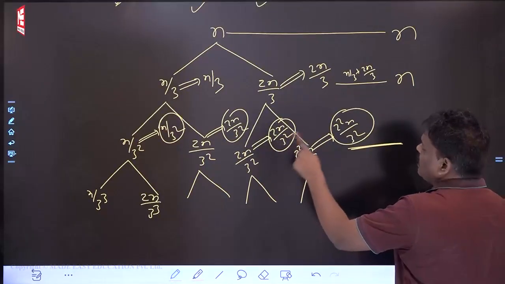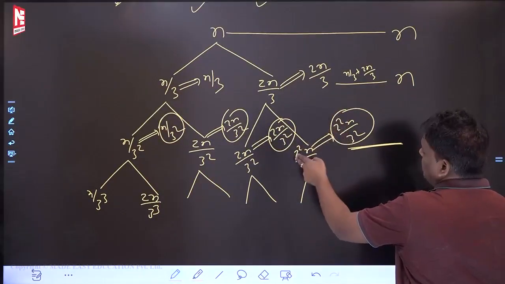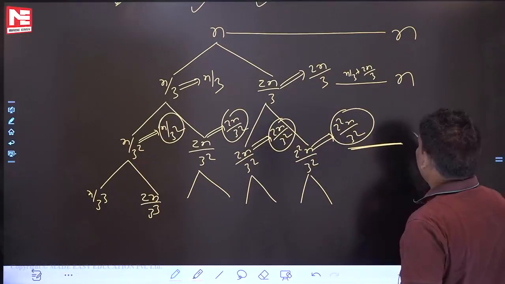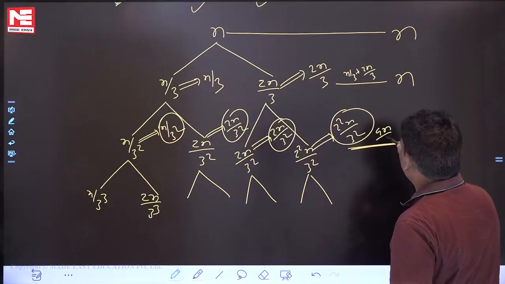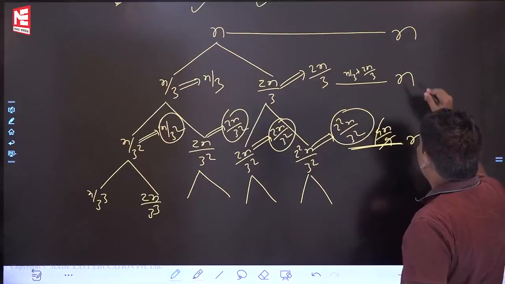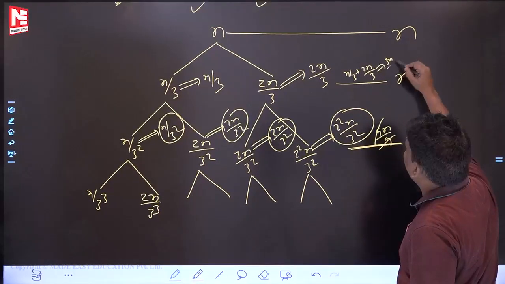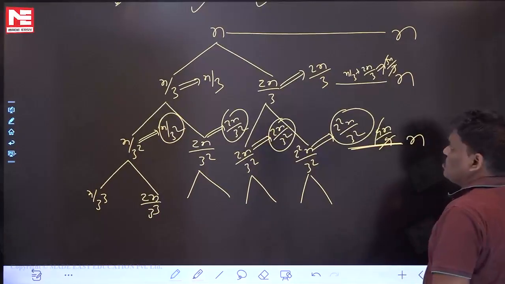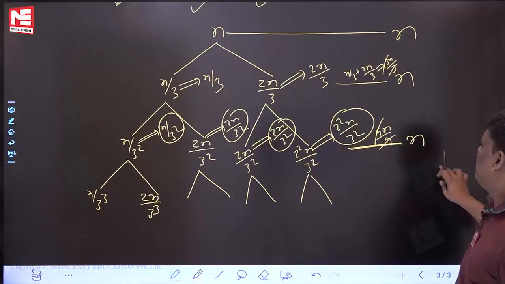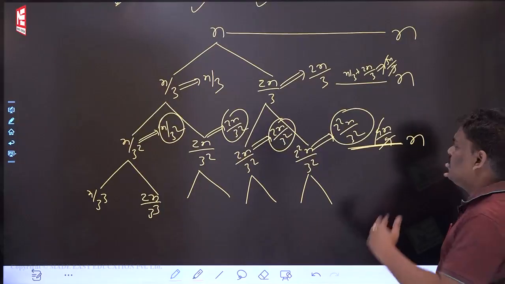Can you say below is 9? Okay, above n plus 2n, 3n. 3n plus 2n, 5n. 5n plus 4n, 9n. Can you say what is the answer? 9n by 9, right? n will come. First level, second level same means everywhere same will come. It is 3n by 3, 3, 3 cancel, n. So every level n is coming. I think a binary tree is coming.